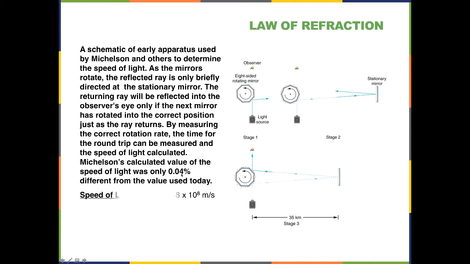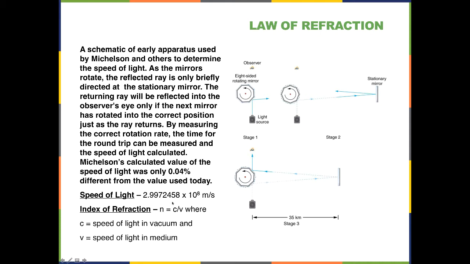So the speed of light is 2.9972458 times 10 to the 8th meters per second. I just usually tell students to use 3.00 in virtually all of their calculations. Now this speed of light that's being used here is in a vacuum.